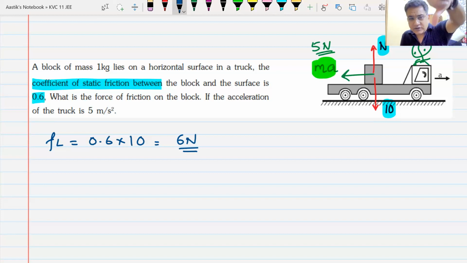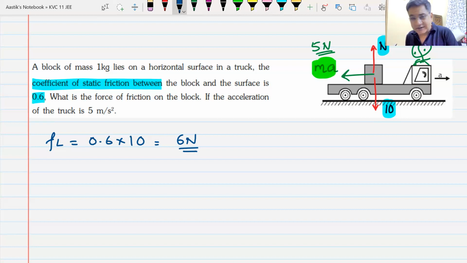Will it move or will it not move with respect to the truck? Yes or no? No, sir, it will not move because the static friction is much more than the force which is trying to move it. So it cannot move with respect to the truck.